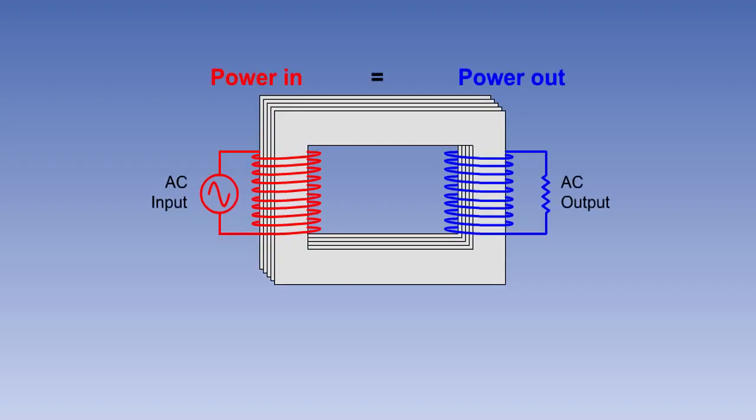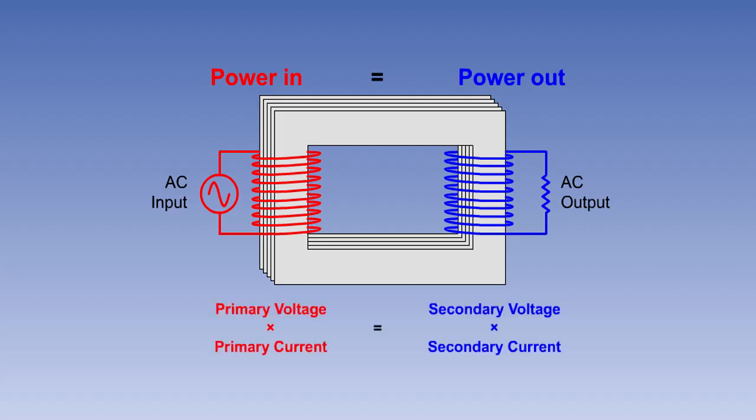Transformers are almost 100% efficient in their transfer of power from the primary to the secondary windings. So for all practical purposes, we can say that the power that goes into a transformer equals the power that comes out of it. From this, we can say that the product of the voltage and the current in the primary winding will be equal to the product of the voltage and current in the secondary winding.